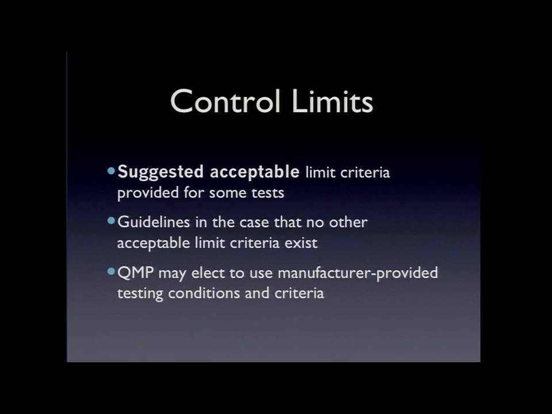Also, they have control limits. If you're going to have action limits, you also have the control limits. So you have to establish these to make sure that things are operating within these control limits, and when you go out of that, if you're using the manufacturers' baselines and control limits and you go outside of those, then you need to take corrective actions.